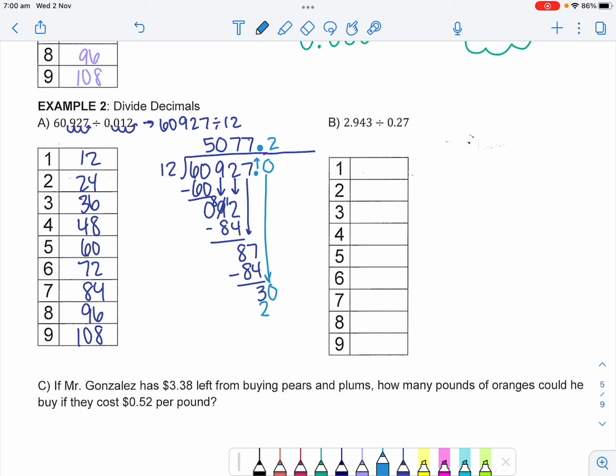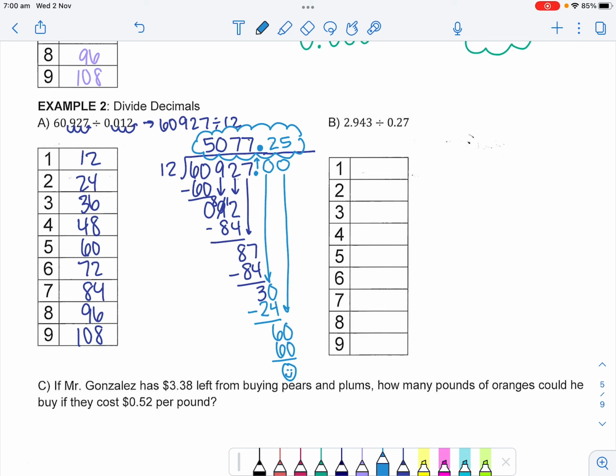That's not right. 12 times 2 is 24, not 25. 30 minus 24 is 6. I'm going to add one more 0. And when I bring it down, 12 times 5 is 60. And I get my happy face 0. So 60.927 divided by 0.012 is 5,077.25. It makes sense that a really tiny number would go into a larger number a lot of times. So this answer makes sense.